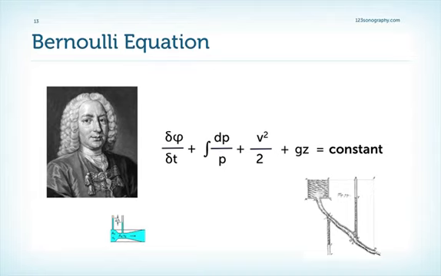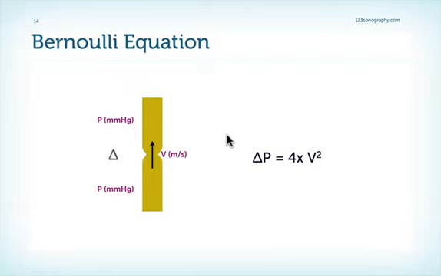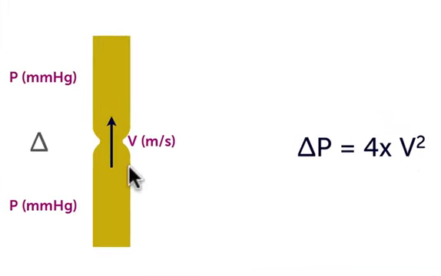Now this is his original formula, which is very complex. The good thing is we can use this simplified formula. Now imagine we have blood flow through a narrowing. Then we have a pressure gradient between the area before and after this narrowing. And we can calculate the pressure gradient using the velocity. And the formula works like this. You take this velocity, square it, and multiply by 4, and then you get this pressure gradient. In other words, the gradient between here and here.